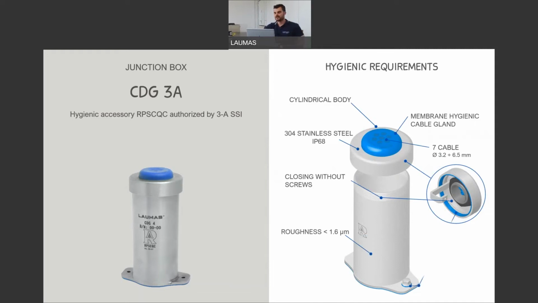As you can see in this slide, we make our new junction box with a, let's say, strange shape, that is a cylindrical design. For a junction box it's a strange shape, but it allowed us to obtain the 3A approval. We also had to use a hygienic membrane, food-grade silicone seals, and keep a very low roughness, less than 1.6 micron, as said before for the load cell. The cover of the junction box is screwed onto the body, and it will be supplied with the two screws to fix it on the ground.